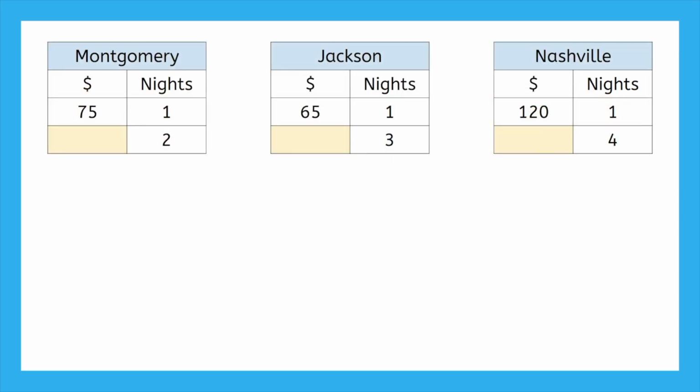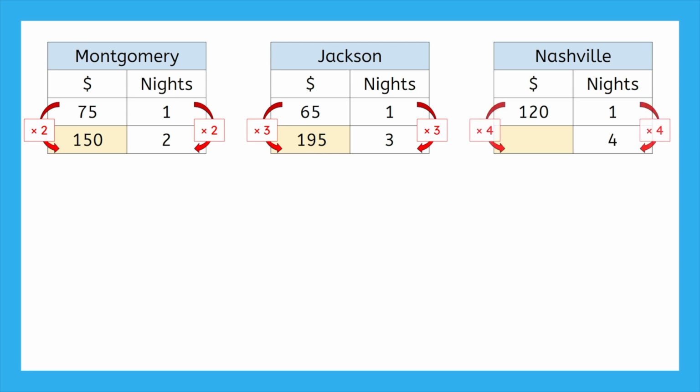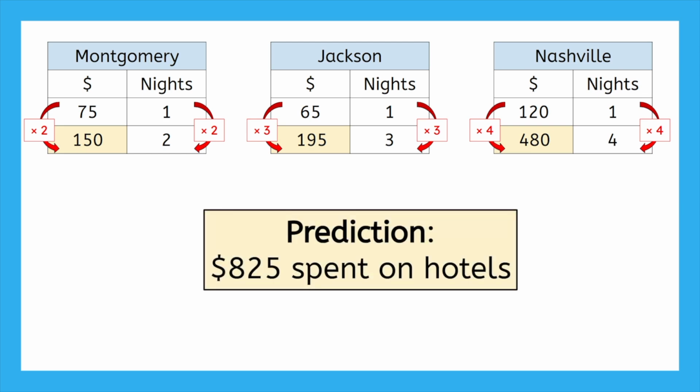For Montgomery, if it's $75 per night, how will I find the price for 2 nights? Since 1 night times 2 is 2 nights, then we can also do $75 times 2, which is $150. For Jackson, if it's $65 per night, then 3 nights will be 3 times $65, which is $195. Lastly, for Nashville, if it's $120 per night, then 4 nights will be 4 times $120, which is $480. Adding all these up will be $825, so that'll be the prediction for my total spent on hotels.